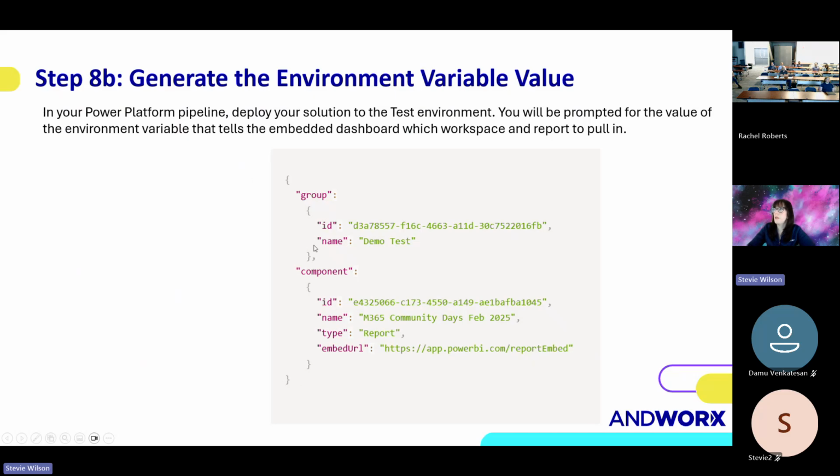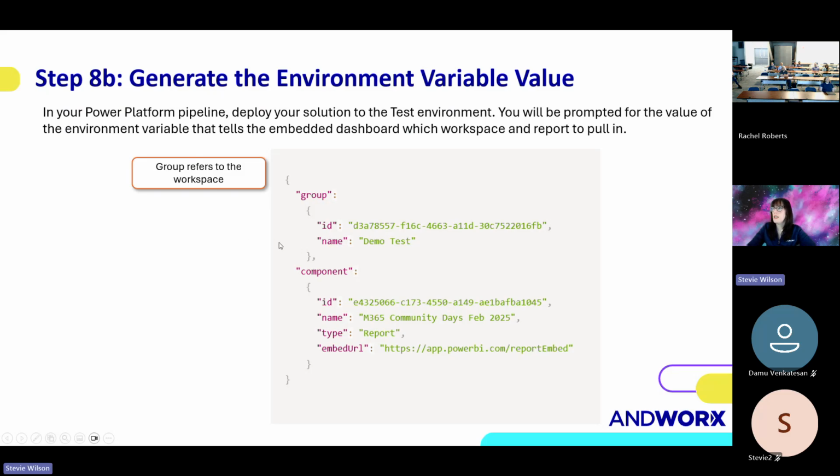and it's JSON that has two main components, and it's really just telling you the exact workspace and then the exact report to connect to. So we've got two sections here. You can see you've got the group and the component. The group just refers to, it's another word for, a Power BI workspace. And so you can see it's got two pieces there. You've got the ID and the name.